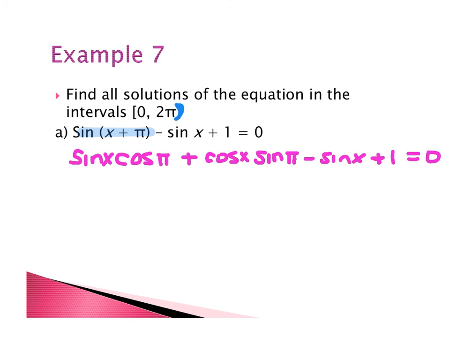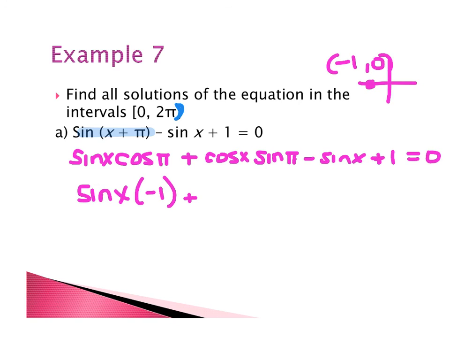So sine of x I can't replace, but the cosine of pi, I know pi is on the left, which is negative 1, 0. So I'm going to leave sine of x as sine of x. Cosine of pi is negative 1. Plus cosine of x I have to leave as cosine of x. Sine of pi is 0. Minus sine of x plus 1 equals 0.